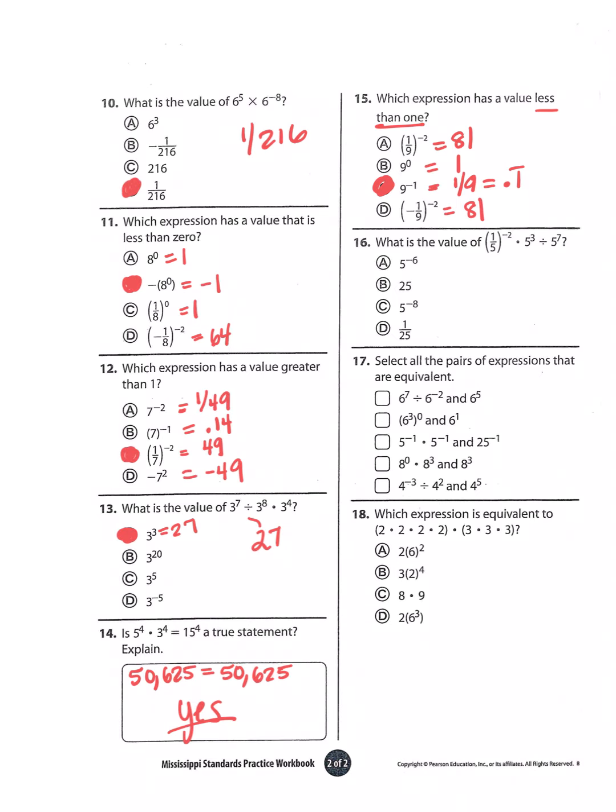Number 16, what is the value of 1/5 to the negative 2 times 5 to the 3rd, divide 5 to the 7th? And I would just punch all that in the calculator exactly like you see it, using parentheses and everything. And I get a decimal. I'm going to turn that into a fraction. As a fraction, that's 1 over 25, D.